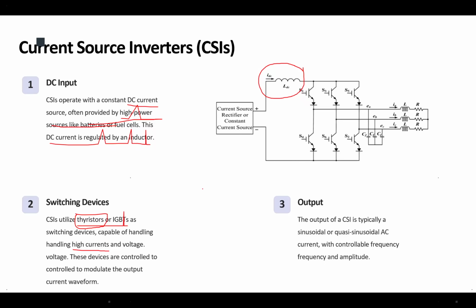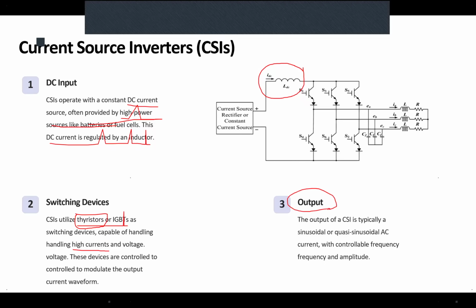Now, at the output, again, it could be guessed by the name of the topology, the current source inverters, they typically provide a semi-sinusoidal, or as we said, a sinusoidal PWM that tries to mimic the perfect sinusoidal as a current in your output, which is also controllable for frequency and amplitude of the current.